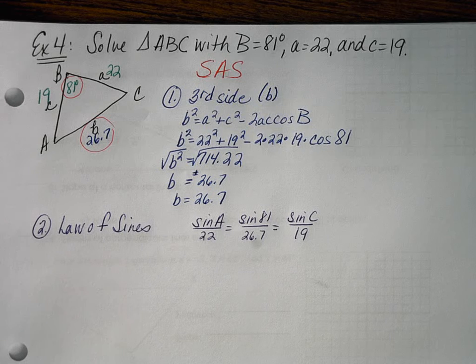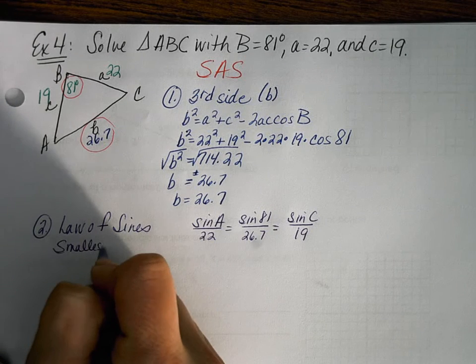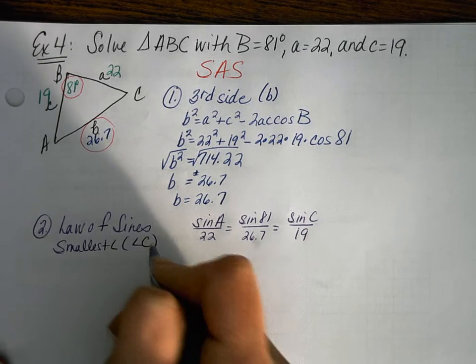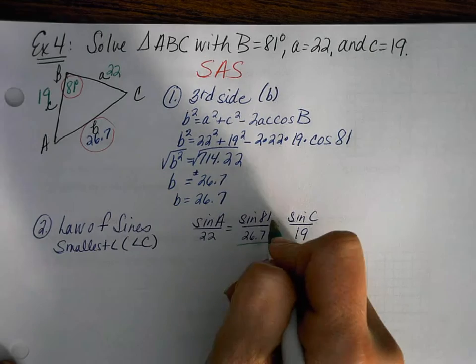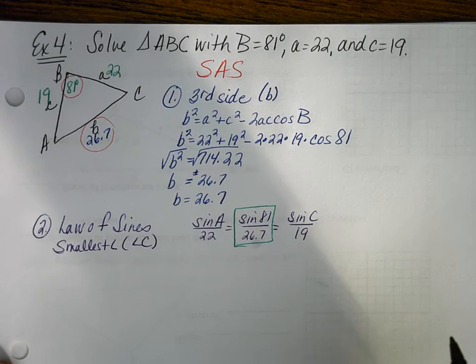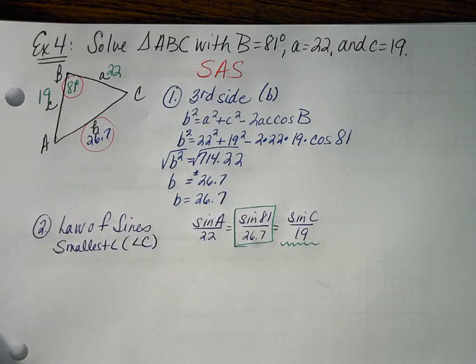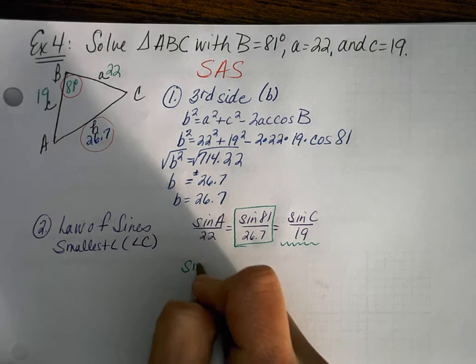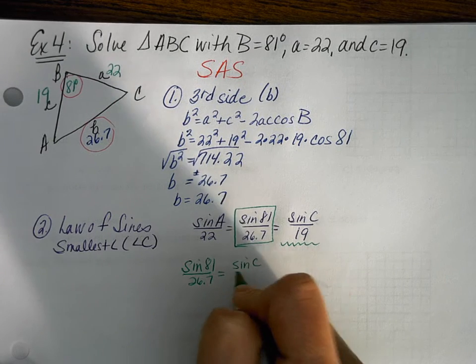Now let's take a look. In this triangle, which angle is going to be the smallest? C. How do we know that? It's across from the smallest side. So I've got to find the smallest angle, which in this case is going to be angle C. So when I look at this, pretty excited because I see this fraction that has both pieces, and it's equal to this fraction that I'm looking for, C, that's only missing 1. So I have the sine of 81 over 26.7 is equal to the sine of angle C over 19.